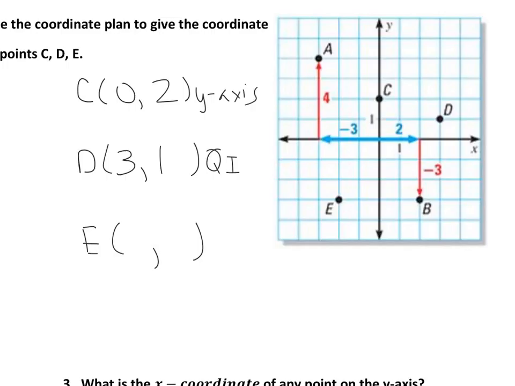Now point E, I go left 1, 2. So that means negative 2. I go down 1, 2, 3. So that means negative 3. And that is in quadrant 3. We need to be able to do this quickly and easily. So we need to master this. Let's take a look at some more.